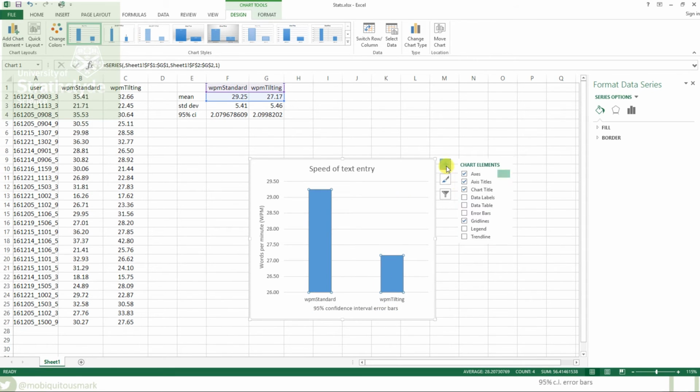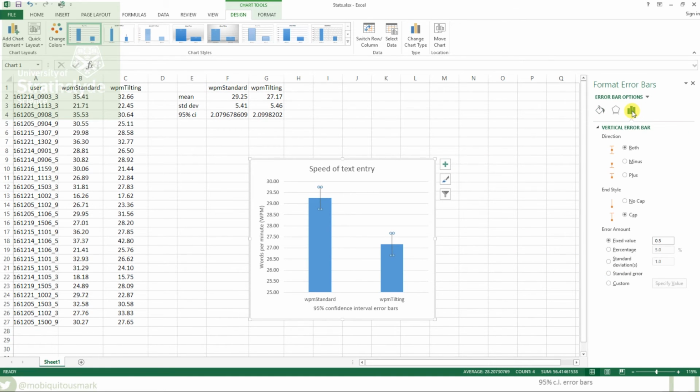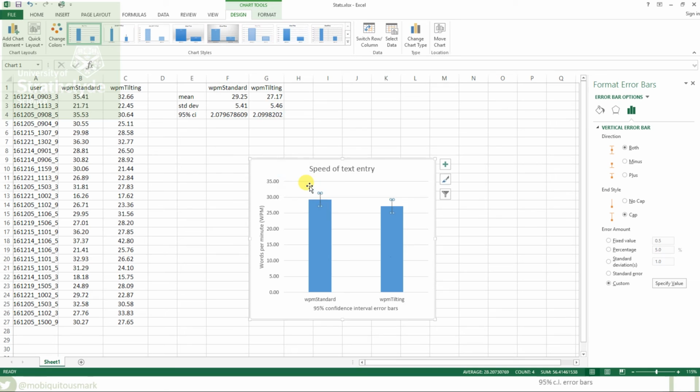Then you add the error bars. It's a wee bit tricky. You do the plus, then you do error bars, and you hit the wee arrow to go to more options. Sometimes you have to click the bars. Go to custom, specify a value, then here you select the range for the positive error, here you select the range for the negative error, both of which are the 95% confidence.